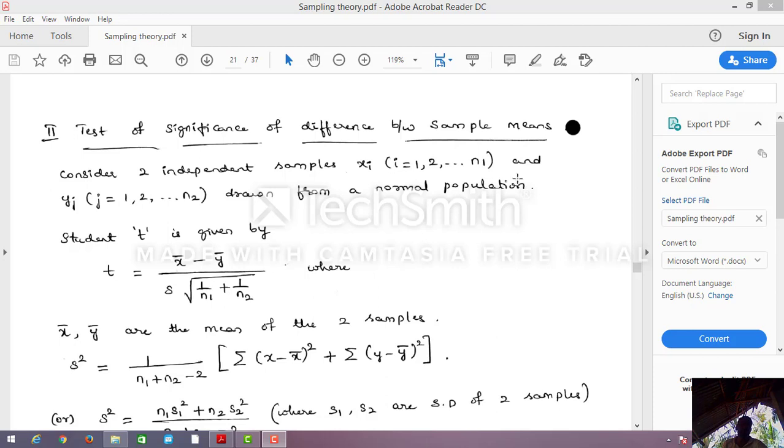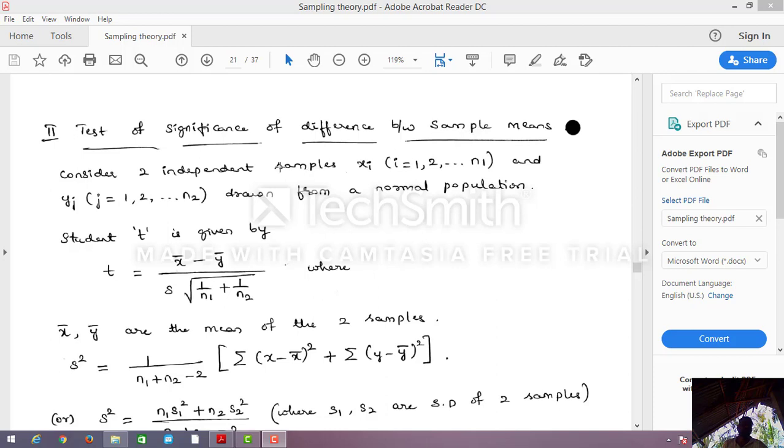In today's class, we are going to see the test of significance of difference between two sample means in t distribution. For a single mean, we have seen in the last session. In this session, we are seeing two sample means.